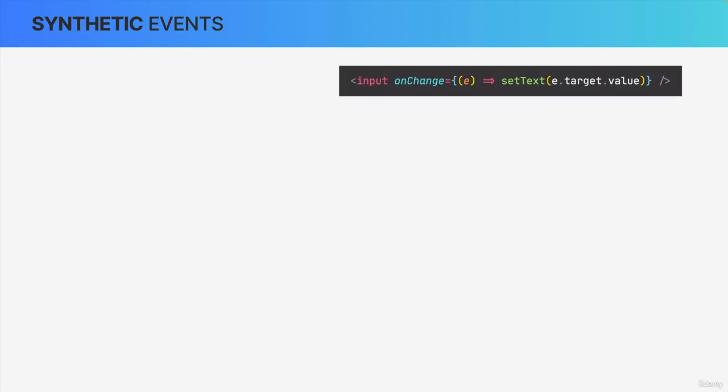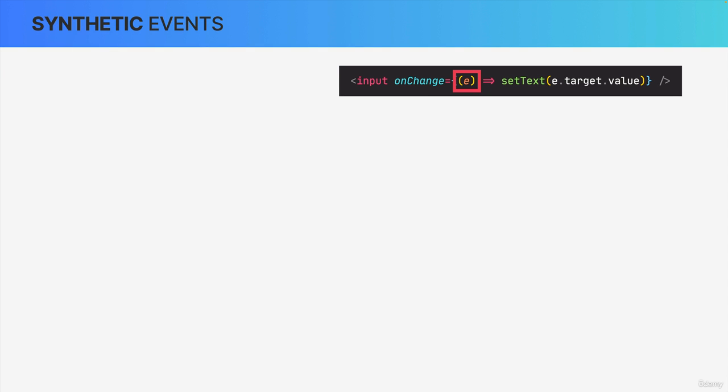Alright, so we talked a lot about events and event objects, and so now let's finish by taking a look at how these event objects actually work behind the scenes. Whenever we declare an event handler like this one, React gives us access to the event object that was created, just like in vanilla JavaScript.